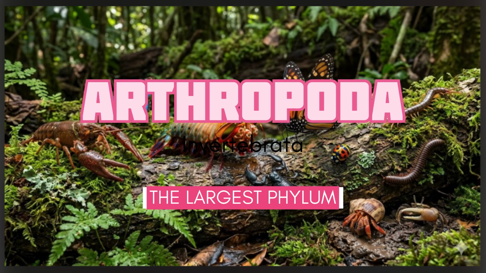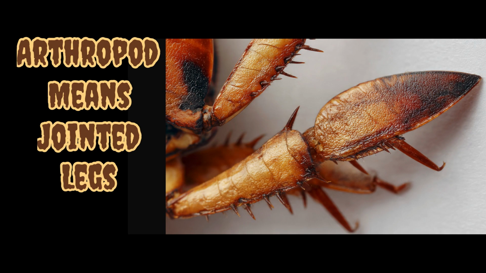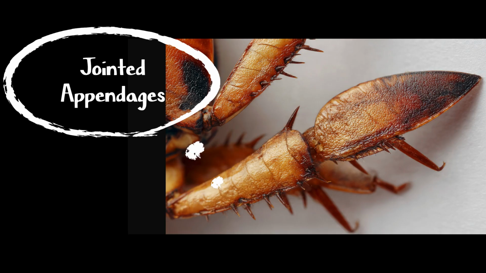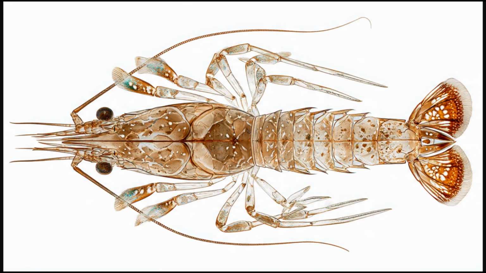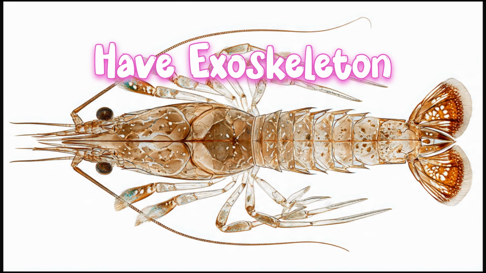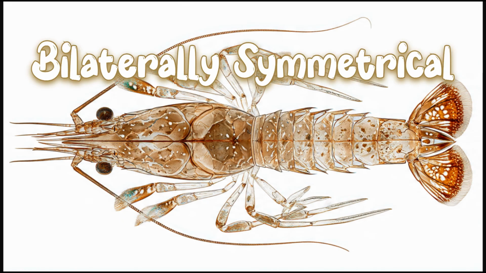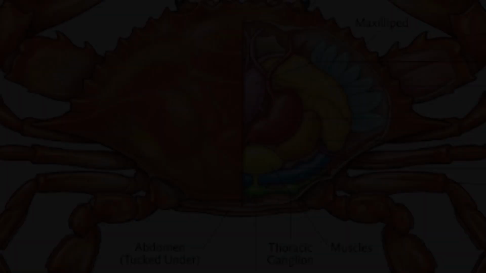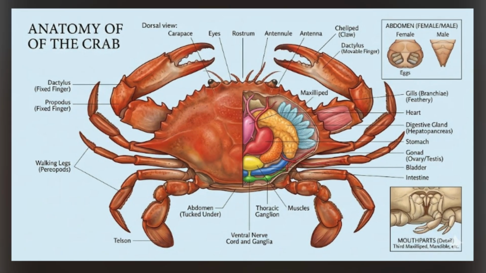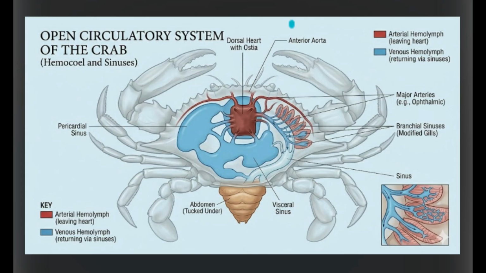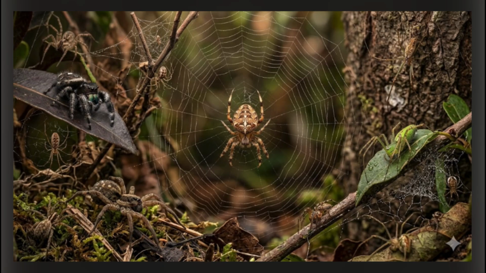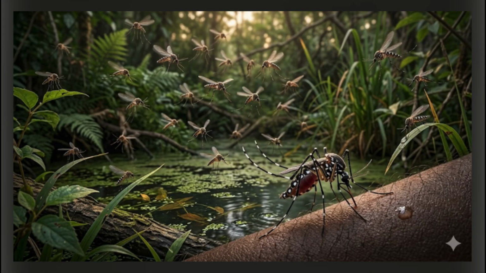Arthropoda, the largest phylum. Arthropod means jointed legs, so the animals in this phylum have jointed appendages. They also have an exoskeleton and a segmented body. They are bilaterally symmetrical. The body is differentiated into organs and organ systems. They have an open circulatory system but do not have differentiated blood vessels. Examples include butterflies, spiders, and mosquitoes.